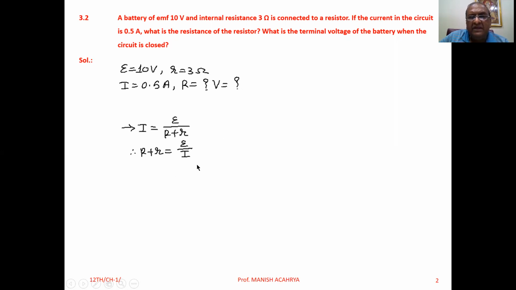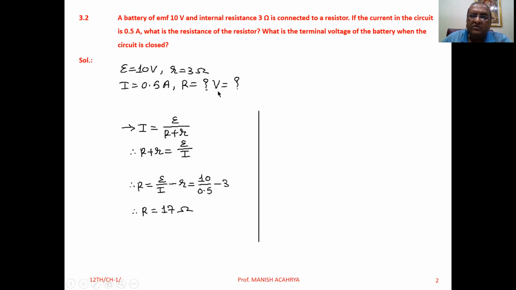Now we have the equation for the current in the circuit, I equal to E upon capital R plus small r. So we can write capital R plus small r equal to E upon I. So capital R equal to E upon I minus small r. Now substitute the values given to you. E is 10, I is 0.5, r is 3. And now solve this one. You will get R equal to 17 ohm.